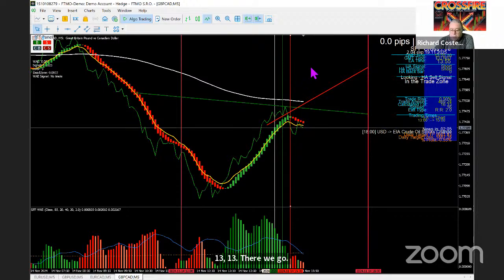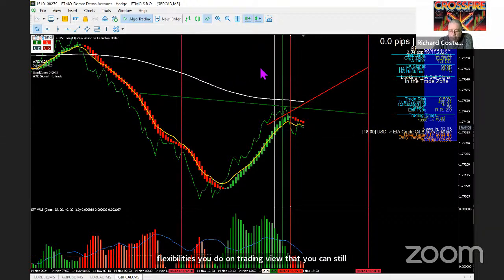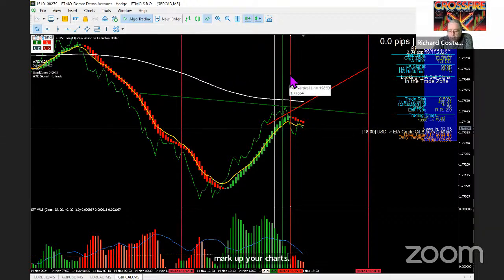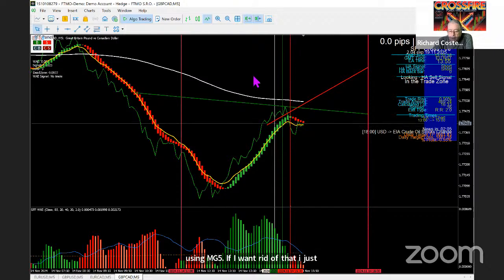So you can mark up your charts. You don't have as much flexibility as you do on TradingView, but you can still mark up your charts using MT5. If I want rid of that, I just click on it and it should disappear. No, it's not doing that.